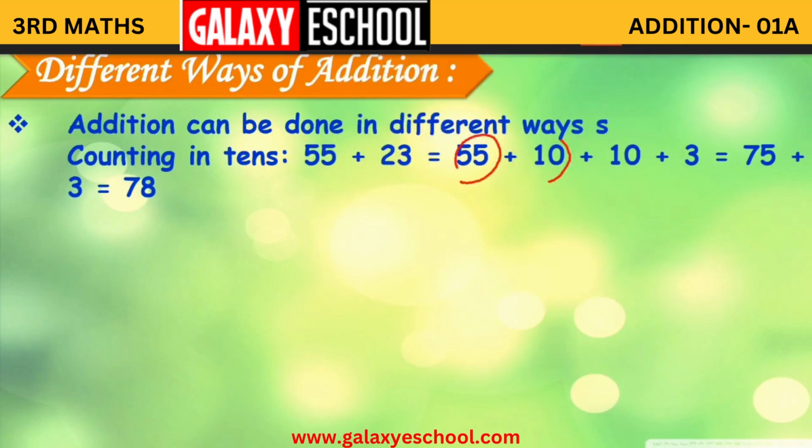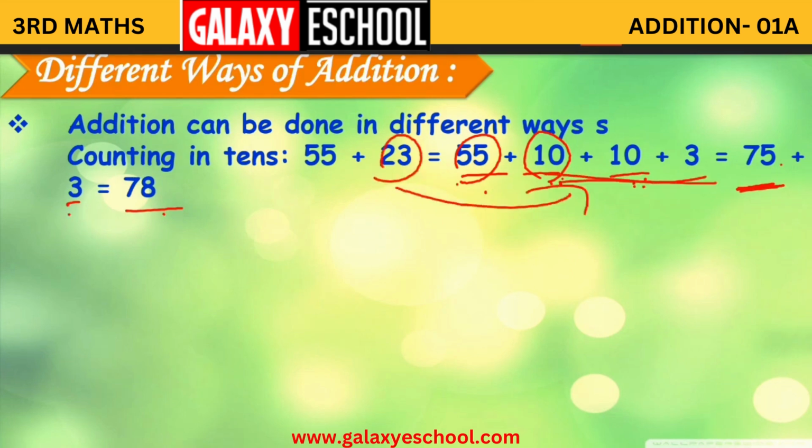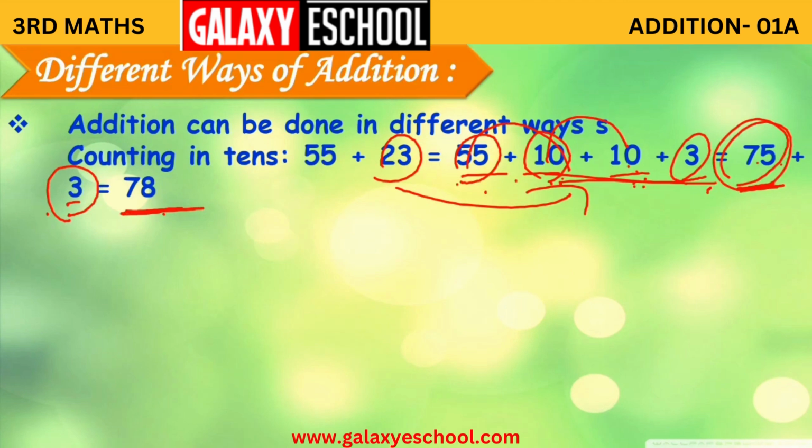When I say 55 plus 10, we know that 55 plus 10 becomes 65, and when another 10 is added to it, it becomes 75, right? Then we have 3, which gives 75 plus 3 is equal to 78. Understood, children? We split up 23 into 10 plus 10 plus 3. 55 plus 10 gives us 65. Again 65 plus 10 gives us 75. Then we have 3. 75 plus 3, we got 78.